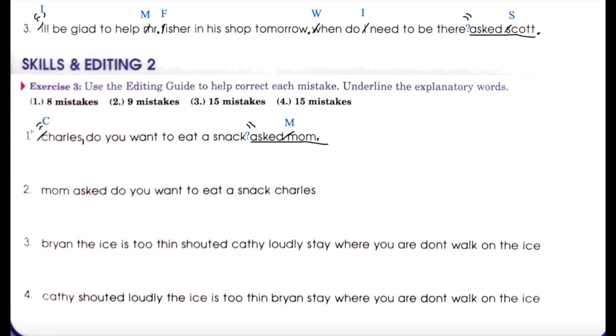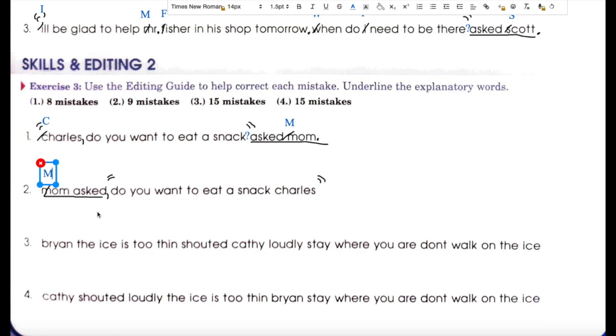Let's count our mistakes. 1, 2, 3, 4, 5, 6, 7, 8. We got them all. Mom asked, "Do you want to eat a snack, Charles?" Explanatory words at the beginning. Put quotation marks around your quote. Since we have explanatory words at the beginning, we need a comma after the explanatory words before the quotation marks. We need to capitalize the first word of our sentence. Mom asked, comma, quotation marks. We need to capitalize the first word inside the quote.